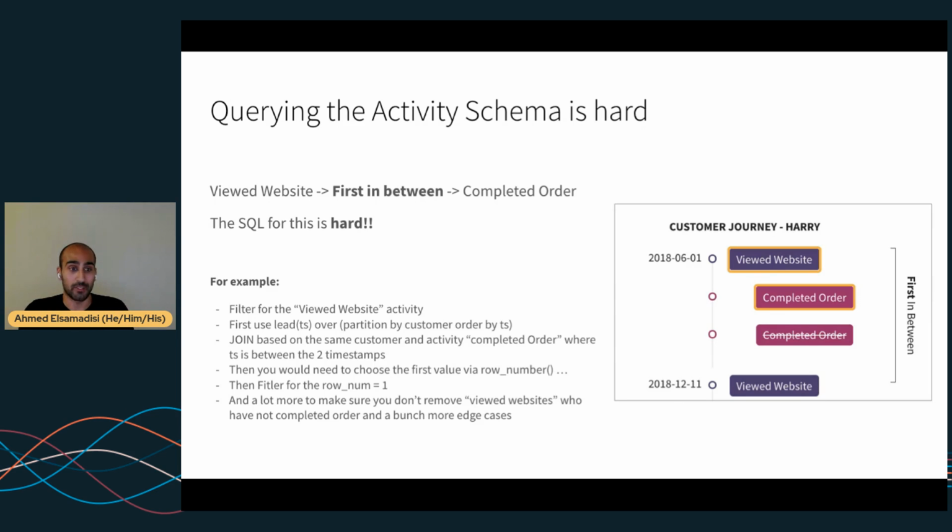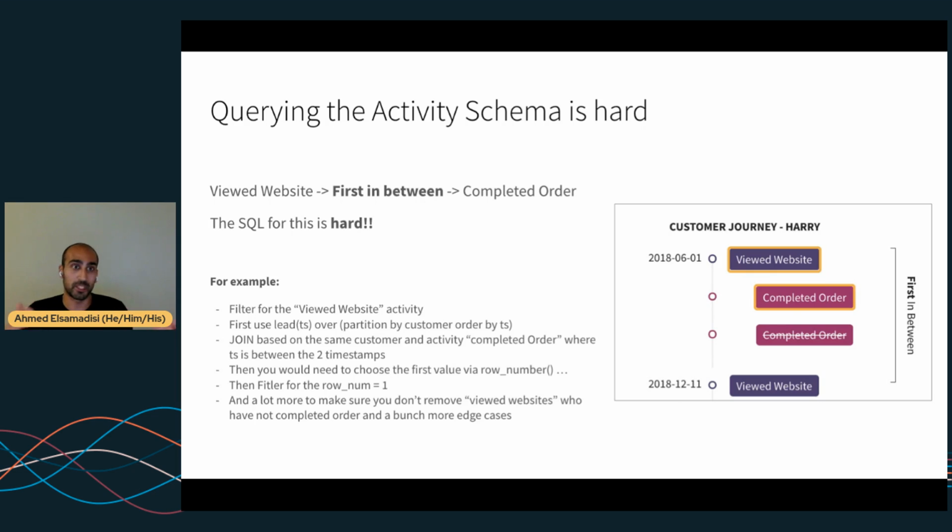You can imagine, if you want to do this first in between relationship with SQL, you would have to figure out when the next viewed page happens, then join in the completed order, then dedupe it and choose the first one. If there's multiple, count them all, deal with what happens if there's none, put in a bunch of window functions to make sure that you don't duplicate or you choose the right one. And if there's none, you handle it.